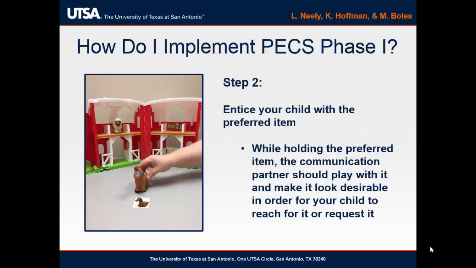Step 2 involves enticing your child with the preferred item. So while holding the preferred item, the communication partner should play with it or consume it if it's an edible, and make it look desirable in order for your child to reach for it or request it. You basically want to capture your child's attention.